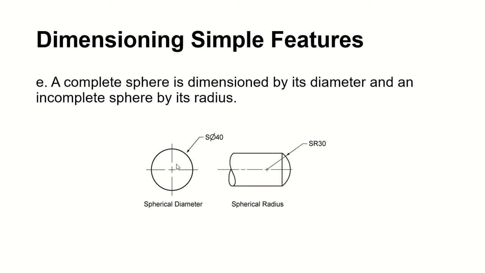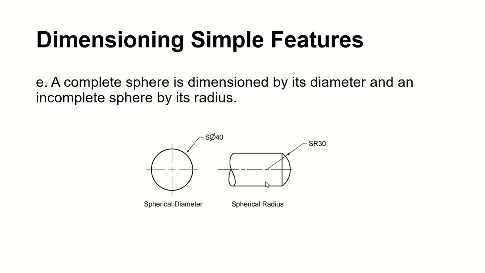All right, a complete sphere. We're going to dimension it by using the diameter. It's a sphere, diameter 40. So we know that this circle is a spherical feature. It's a spherical diameter.